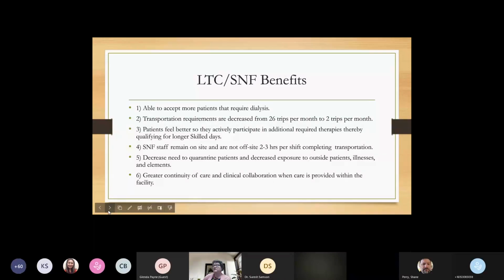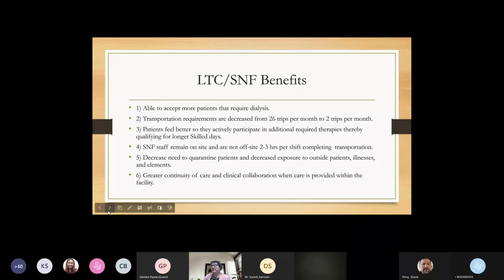And patients feel better, so they actively participate in those additional required therapies, which thereby qualify them for longer skilled days. We were talking about many of our patients go to the skilled nursing facility for rehabilitation, and when they don't feel good and they're there under physical therapy rehabilitation and they're not participating, then they're not able to progress in their health, and therefore their qualified days may be decreased.